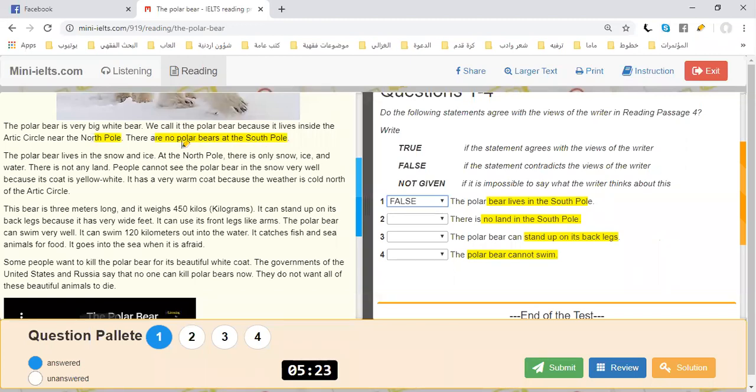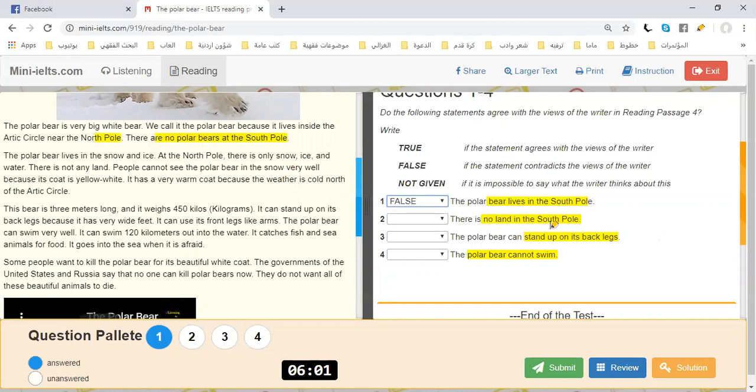Okay, but لنفرض إنه هاي الجملة مش مذكورة. There are no polar bears at the South Pole. هاي الجملة مش مذكورة. فشو بكون جواب النقطة واحد؟ لو فرضنا إنه هاي الجملة مش مذكورة, راح تكون negative مظبوط لأنه إحنا ما حكينا, هو بتكلم عن North Pole ما حكينا إيش على South Pole. But بما إنه هو بيحكي لي there are no, it's a contradiction to what is stated.